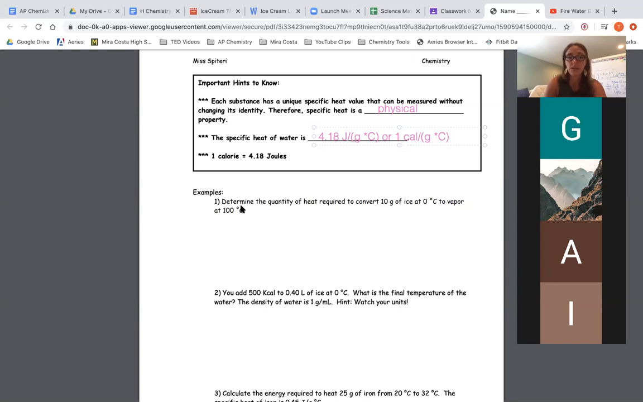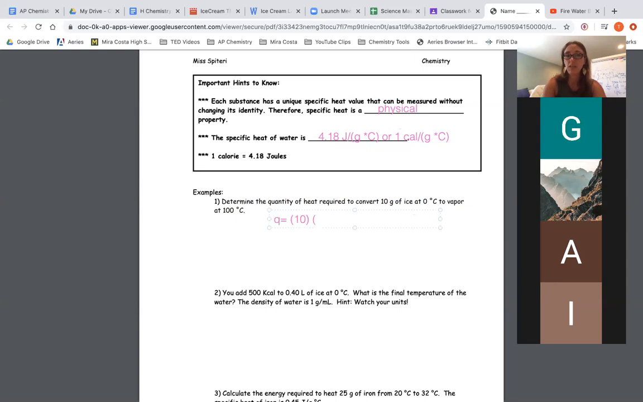So this is determine the quantity of heat required to convert 10 grams of ice at 0 degrees Celsius to vapor at 100 degrees Celsius. So I'm just gonna use my Q equals mcΔT equation. I want to know what the Q equals. The mass is 10 grams, right?